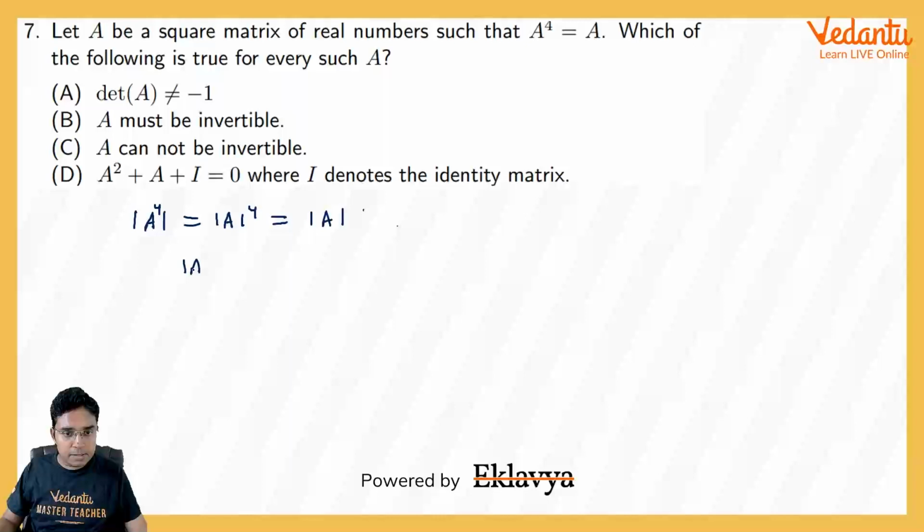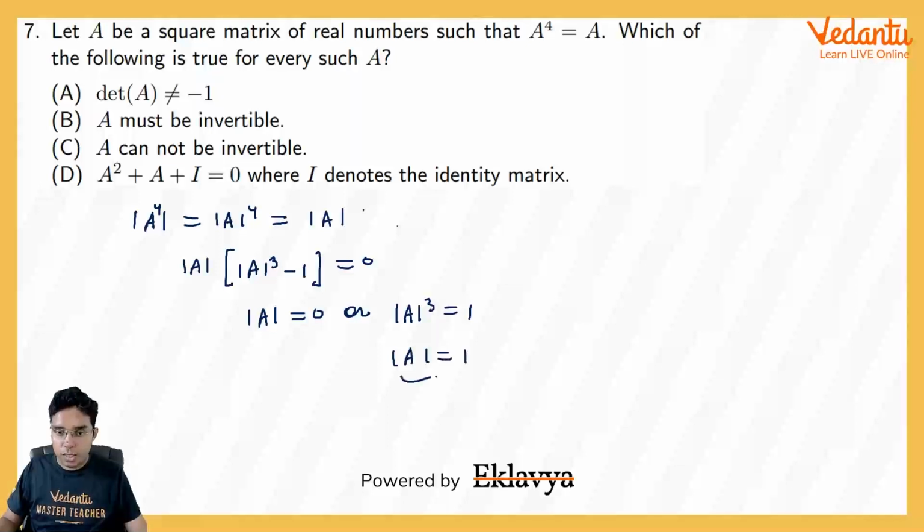Now doing the factors, determinant of A and determinant of A power 3 minus 1 is equal to 0. Determinant of A is just a real number, so this will be either 0 or determinant of A cube will be 1, which gives us determinant of A to be 1 only, because this is the determinant of a matrix of real numbers. So here every such A cannot have determinant equal to minus 1, so this seems correct. Determinant will be either 0 or 1, it cannot be minus 1.